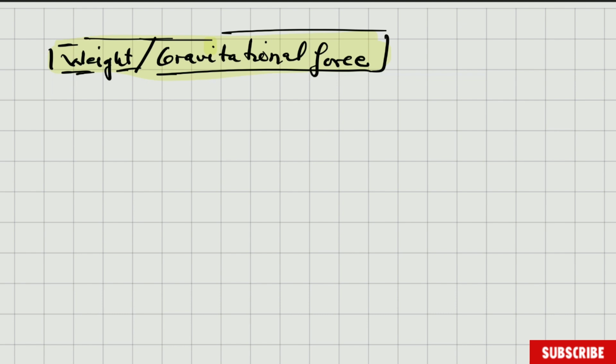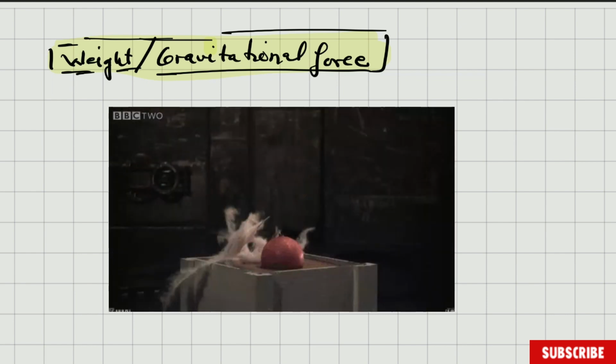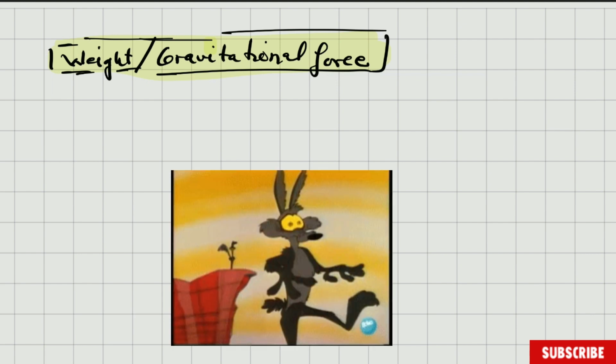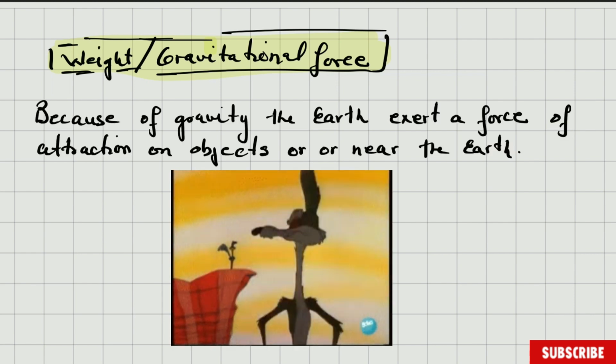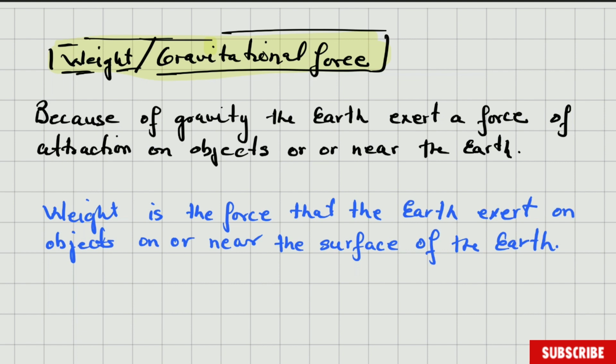You all know that if you throw a stone upward, it suddenly turns back towards the surface of the Earth. This is due to the gravitational force, the pulling force from the Earth. Because of gravity, the Earth exerts a force of attraction on objects that are on or near the surface of the Earth. This force is what we call weight. So we can say that weight is the force that the Earth exerts on objects that are near or on the surface of the Earth.